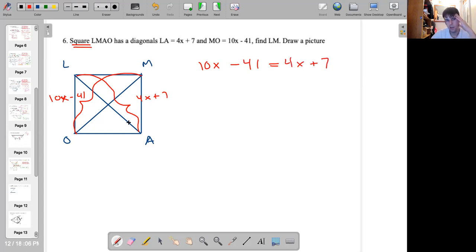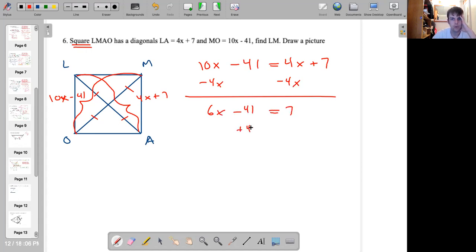I was going to say I thought maybe we were talking about half these diagonals, but if we were, all of these halves are equal as well in a square. But in that case, that doesn't matter for this problem. So anyway, let's subtract 4x. 6x minus 41 equals 7. We'll add 41. 6x equals 48, and that gives me x equals 8.